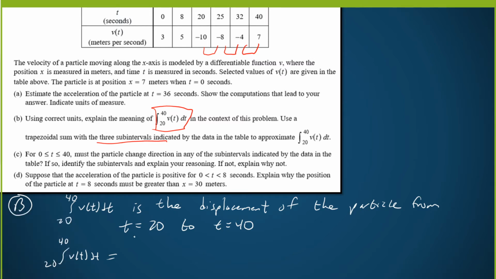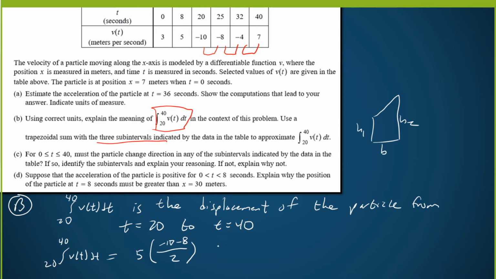So 5 times the base. Okay, so for a trapezoid, we can have 2 different heights. We'll need to average those together. So you've given me the base already as 5. Now we'll get the average of our heights. So minus 10 minus 8 divided by 2. Perfect.